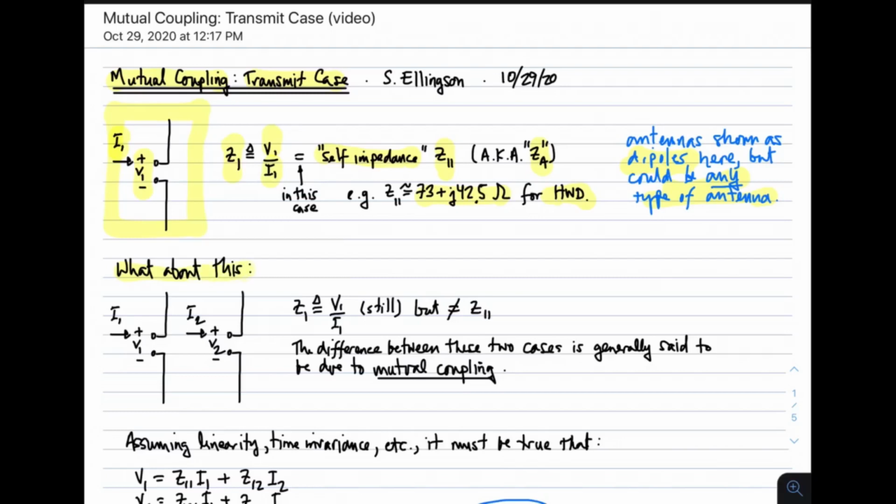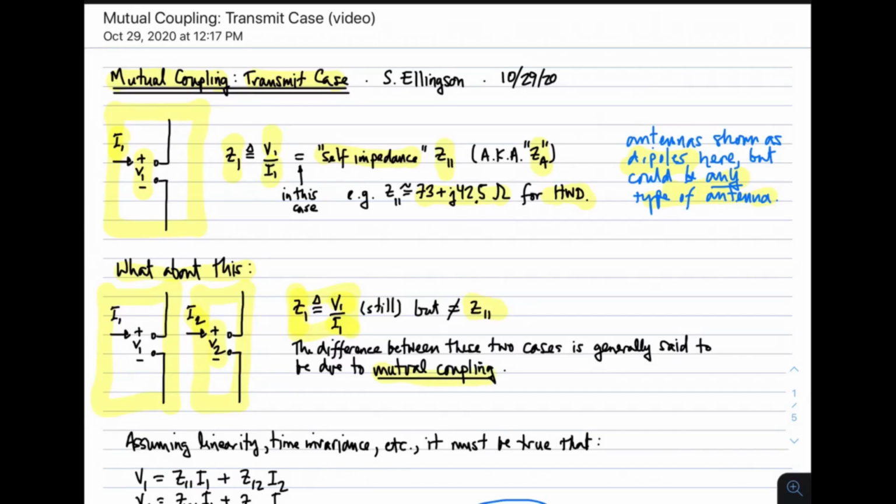Okay, next, what about this scenario, where we have that same antenna, again, not necessarily a dipole, but now we have a second antenna, and with its associated voltage V2 and its associated terminal current I2. And now we ask ourselves again, what is this impedance Z sub 1 looking into the first dipole, so the ratio of V sub 1 to I sub 1? Well, this definition holds, but note that this will no longer be the self-impedance of a single dipole. This should stand to reason simply because we know that there should be some electromagnetic interaction between these two antennas. We sometimes refer to this electromagnetic interaction as mutual coupling.